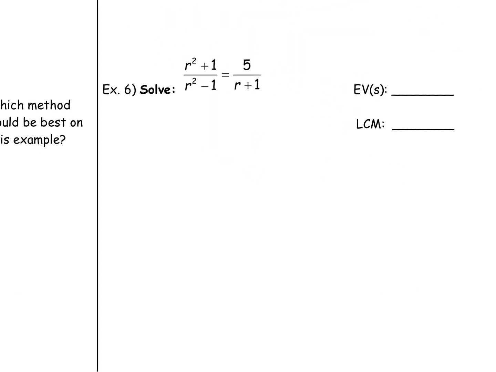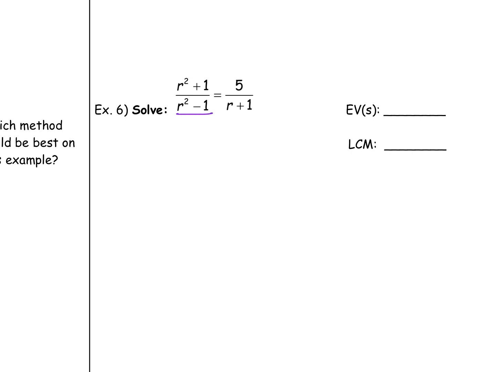So let's take a look at this one. This right here, isn't that a difference of squares? That is (r + 1) and (r − 1). And then this is r plus 1, so it looks like my least common multiple would be r squared minus 1. I'm not going to write it that way because I don't want us to get it confused. I'm going to do (r + 1) and (r − 1). And that's what I'm going to multiply by.